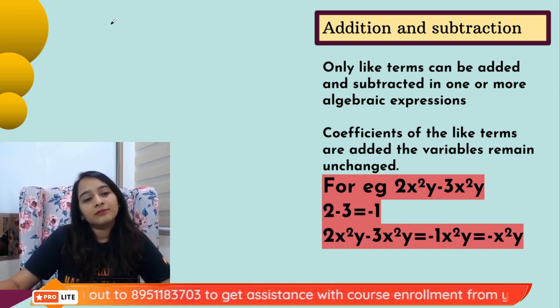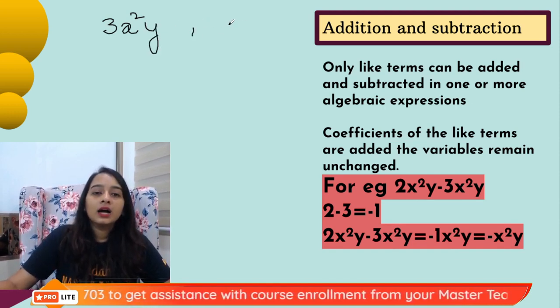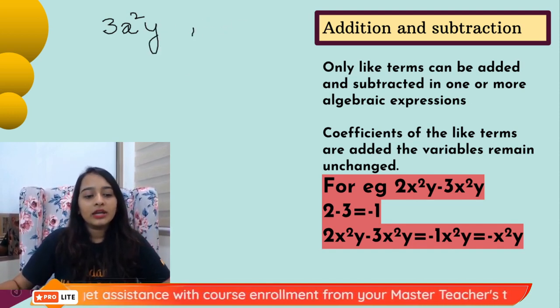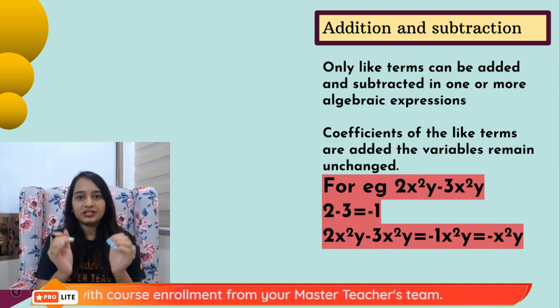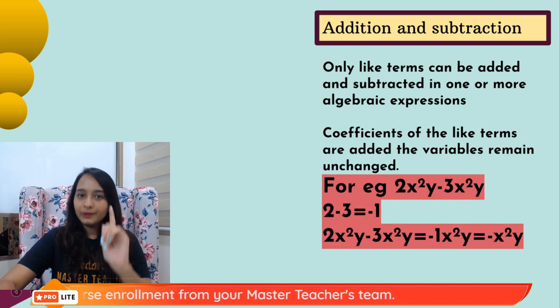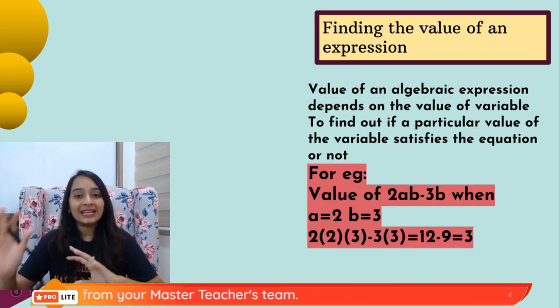For example, you're subtracting 3x square y with... okay. So just remember for this one, when you're subtracting, the sign of the expression sitting in the second row will change. We will do a question on that. Don't worry. Finding the value of an expression.